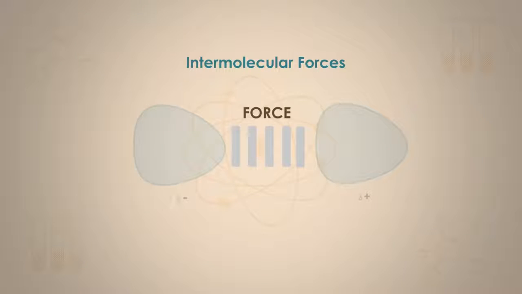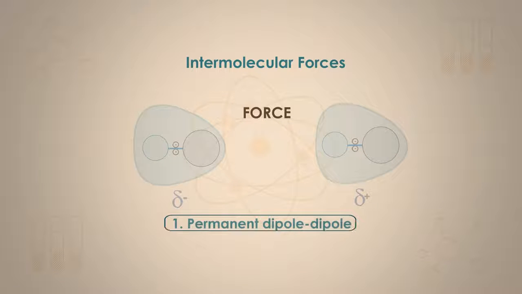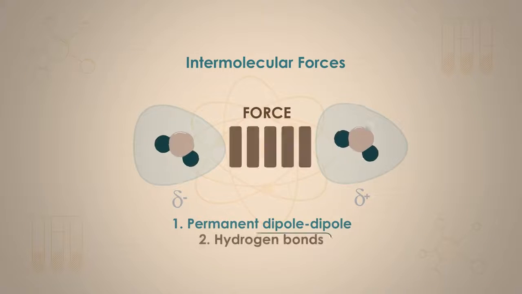In this video, you're going to learn what we mean by intermolecular forces, that there are three common types of intermolecular force, and the difference between these three types of intermolecular force. An intermolecular force is simply an attractive force between neighbouring molecules. There are three common types of intermolecular force, namely 1. Permanent dipole-dipole forces, 2. Hydrogen bonds, and 3.